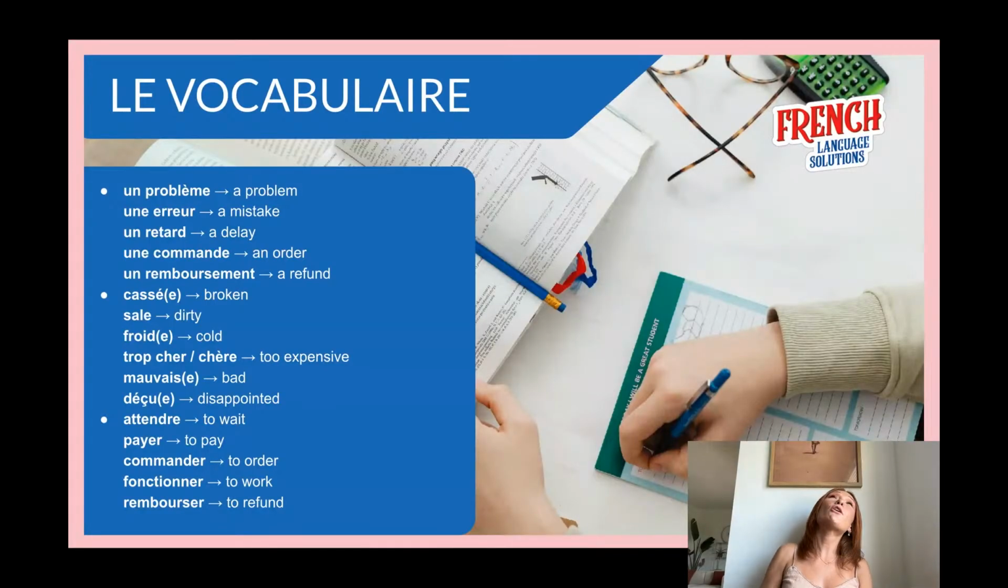And now when it comes to the verbs, to wait. You've been waiting forever to get that order. Attendre. Attendre is to wait. To pay, payer. Payer. To order, commander. Commander. So you see, when you have an order, une commande, it's the noun. To order, it's the verb commander.